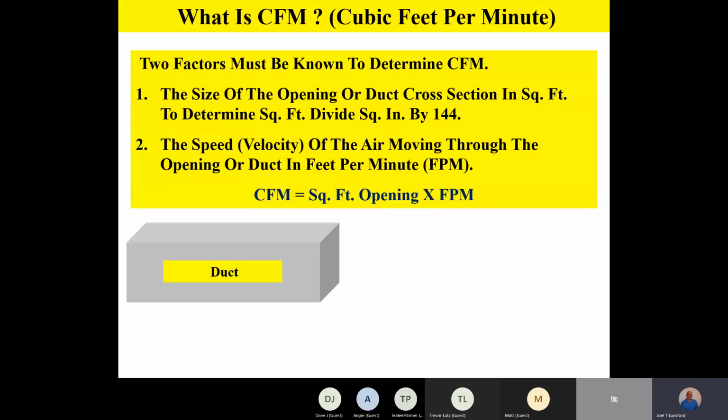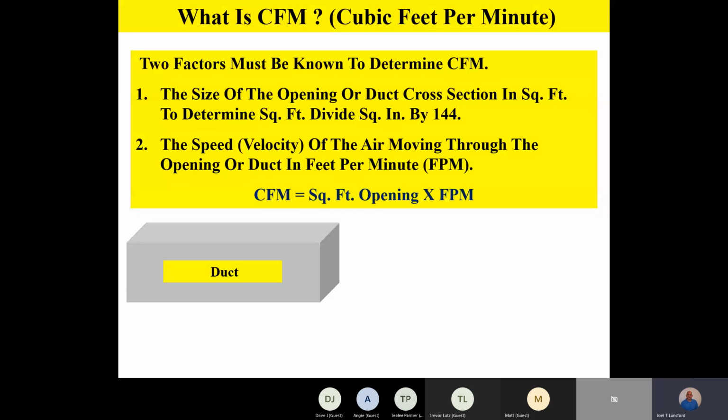Okay, now the final one on here that I want everyone to really pay attention to is our filter grill. If you've got a return grill that does not have a filter in it, keep that velocity, you can have 400, 450 feet a minute velocity, you'll be okay.